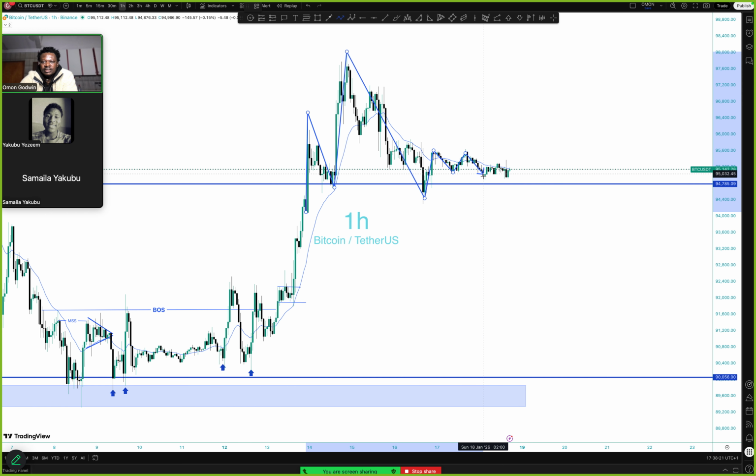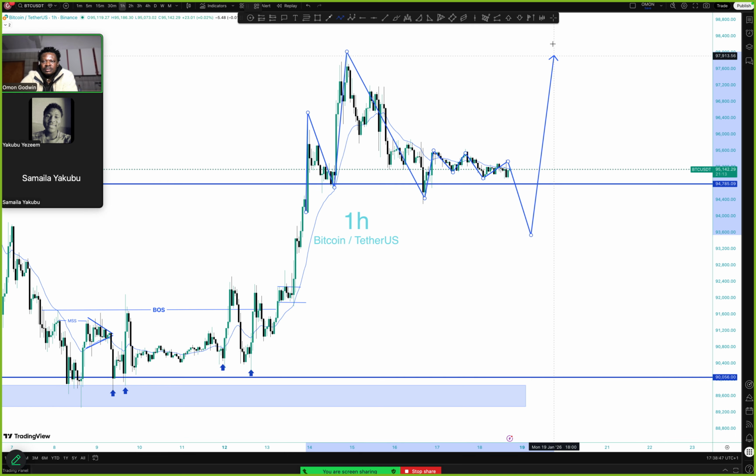This is another thing I feel the market will do now. I feel like this market will come down a little bit and clear the liquidity, then it is either this zone or here. I will tell you guys the reason why. It will come to this zone.